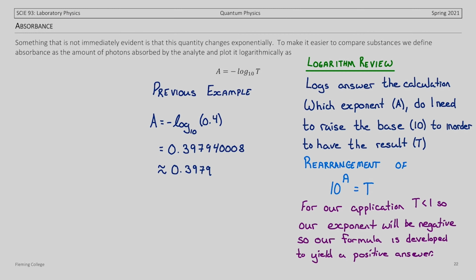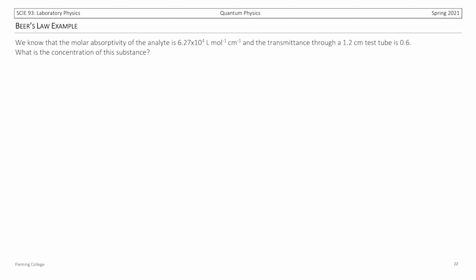0.3979. Let's consider an example for Beer's law. We know that the molar absorptivity of an analyte is 6.27 times 10 to the 4 liters per mole centimeters, and the transmittance through a 1.2 centimeter test tube is 0.6. What is the concentration of this substance?